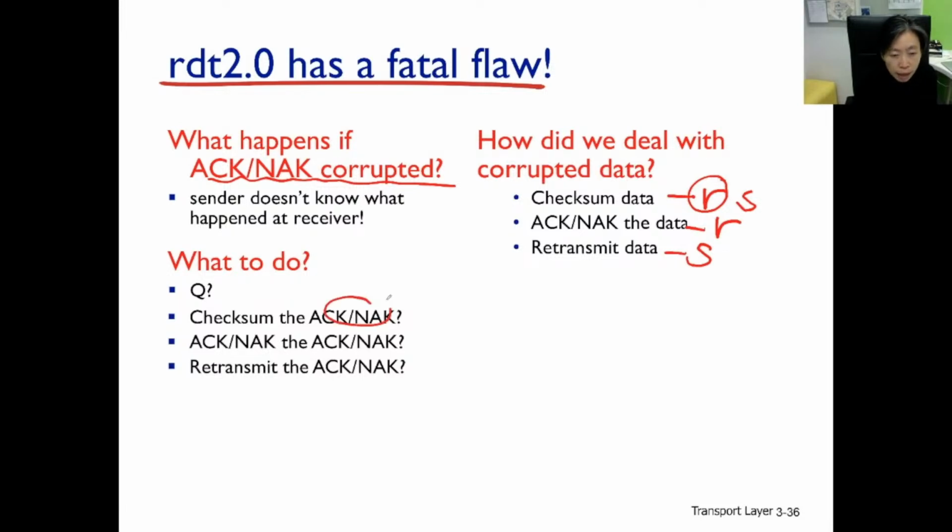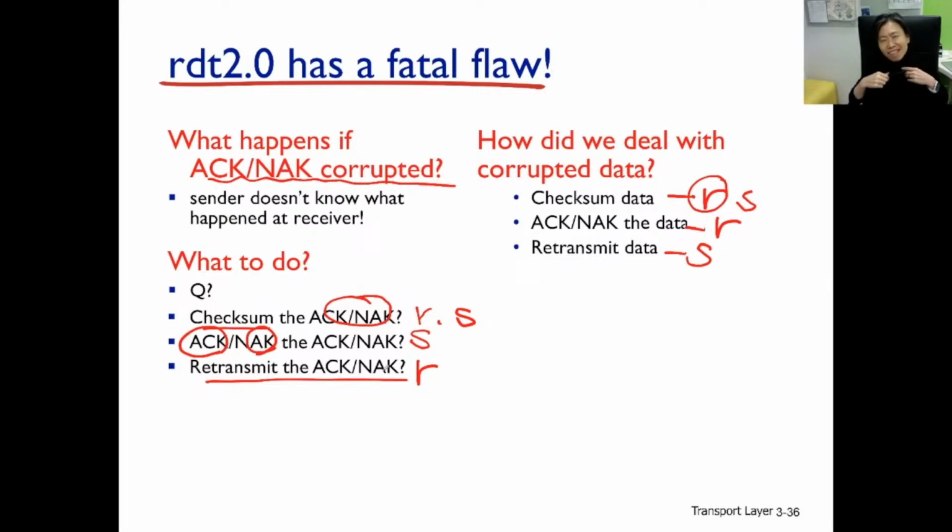So ACK, NAK corrupted. There's potential. So why don't we do a checksum on the ACK, NAK? So the receiver there adds a checksum for the ACK, NAK. The sender there checks if the checksum matches. And the sender, upon seeing a mismatch, sends a NAK for the ACK or NAK. If it's a match, it sends an ACK for the ACK or NAK. Therefore, the data receiver there can retransmit the ACK and NAK. Oh, makes sense.